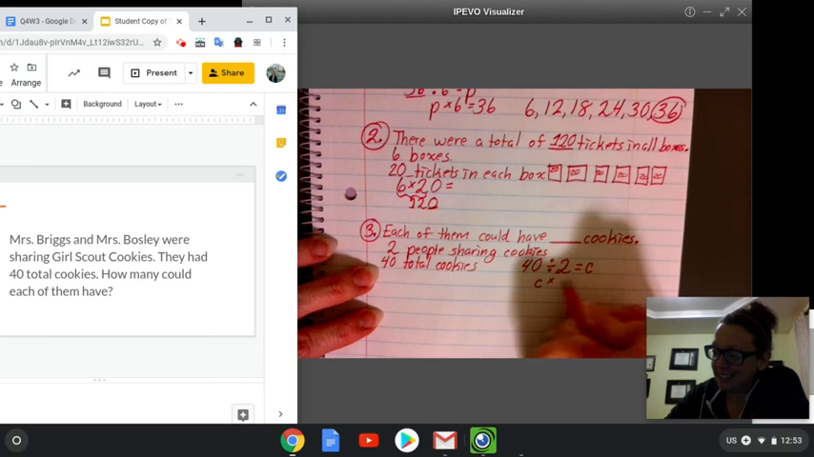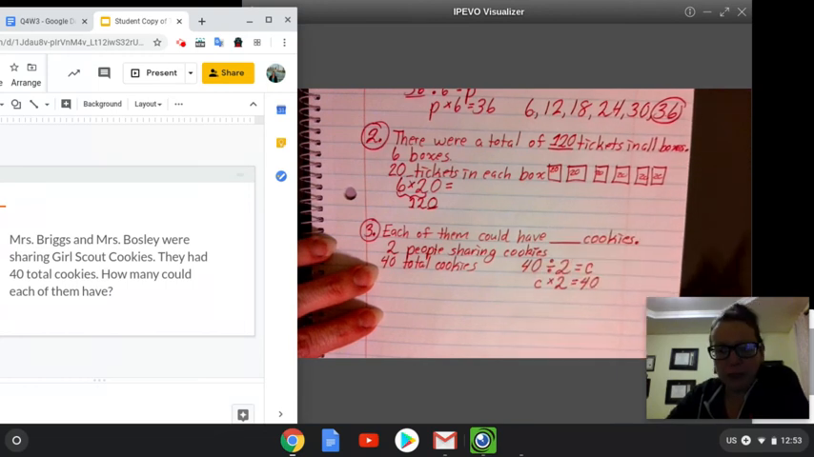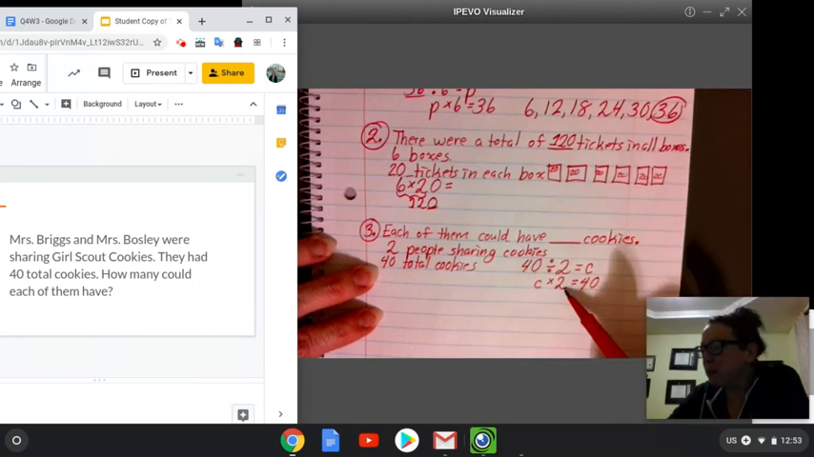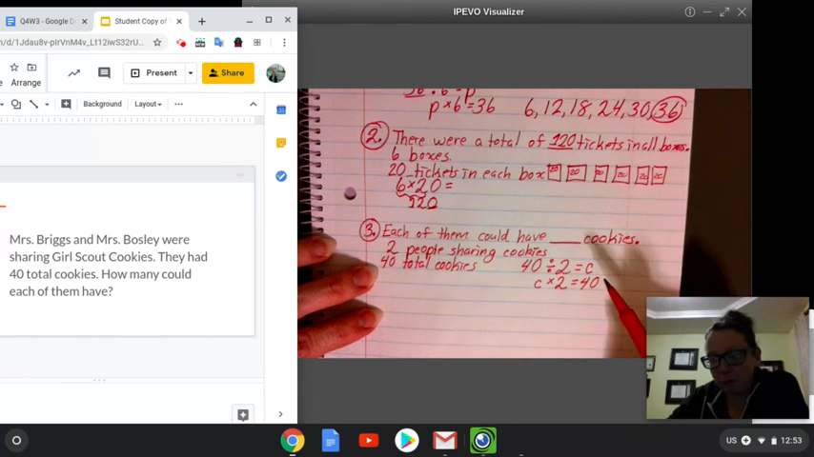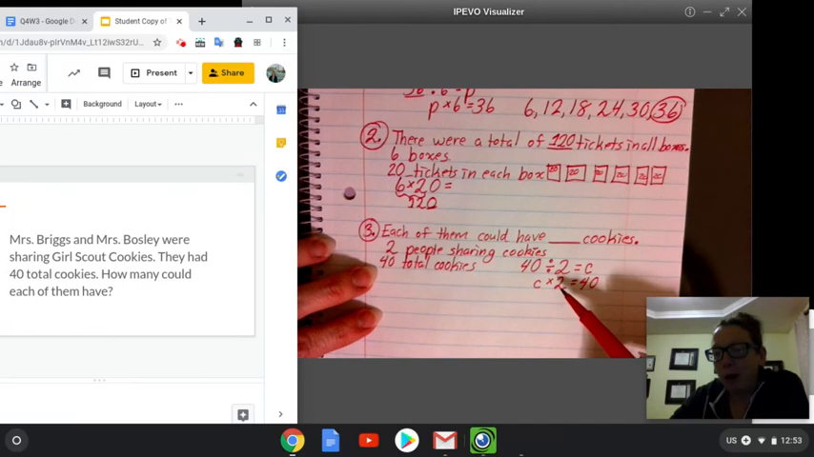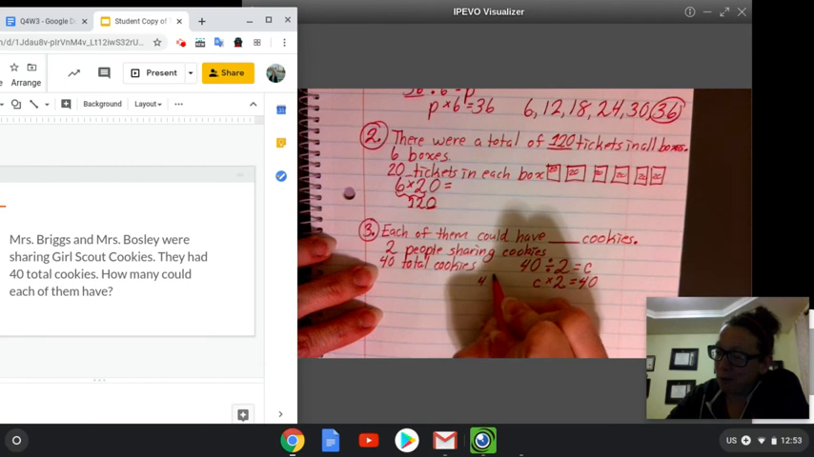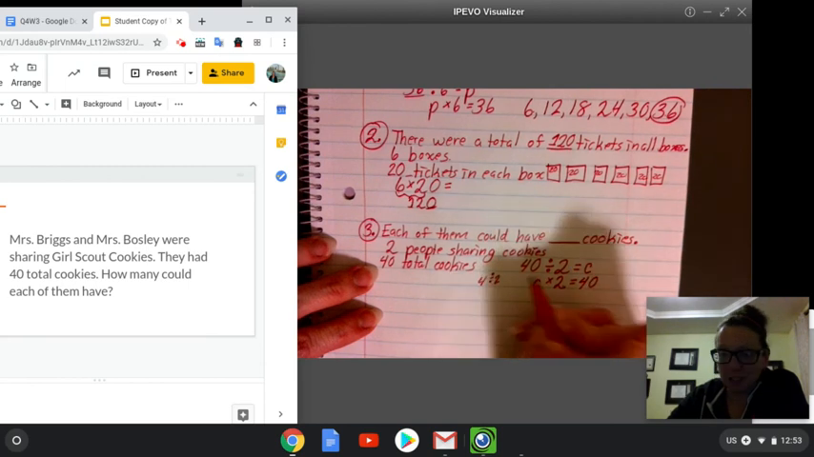Good. C cookies times 2. So some number times 2 equals 40. What do you have to multiply by 2 to give 40? Remember, any number times 2 is that number plus itself. So what number do you have to add to itself to give 40? Imagine if it was 4 divided by 2.